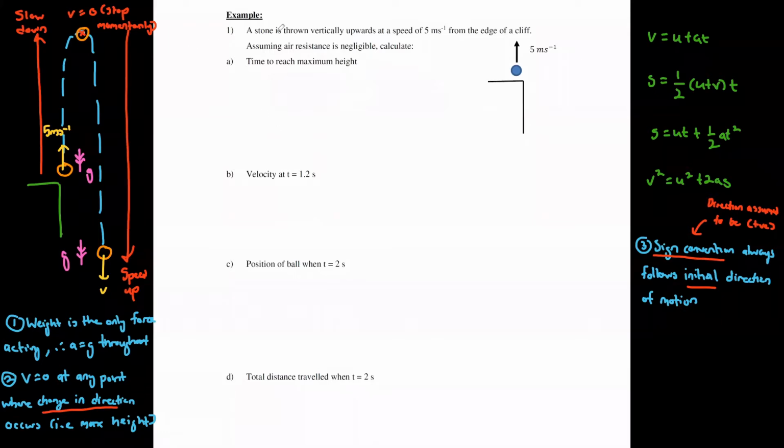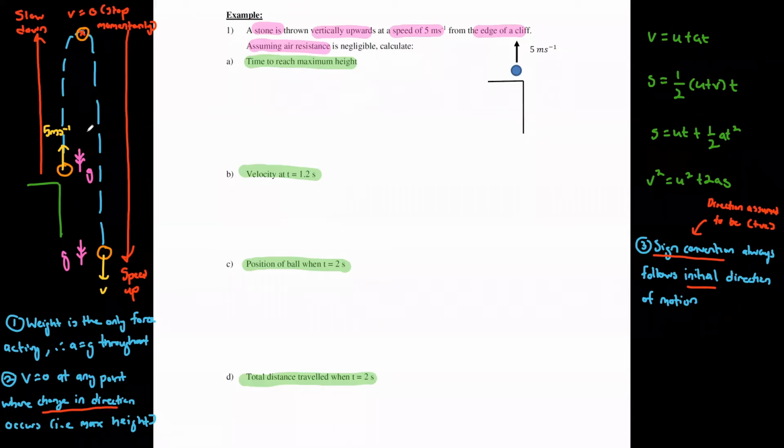In our case, we have a stone that's thrown vertically upwards at a speed of 5 meters per second from the edge of a cliff. Assuming that air resistance is negligible, calculate the time taken to reach maximum height, the velocity at t equals 1.2 seconds, the position of the ball when t is equal to 2 seconds, and lastly, the total distance traveled when t is equal to 2 seconds.